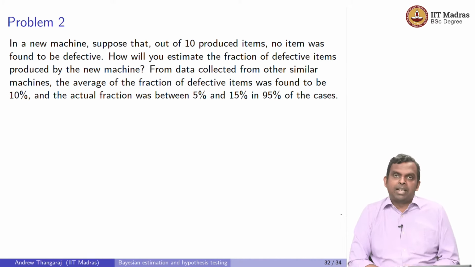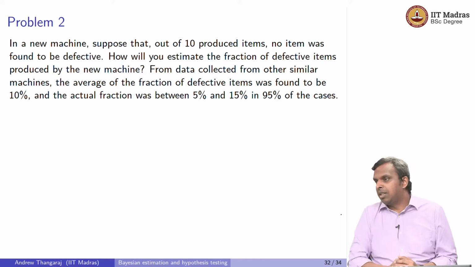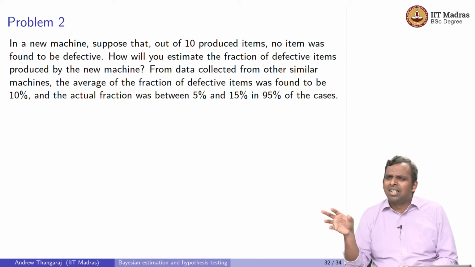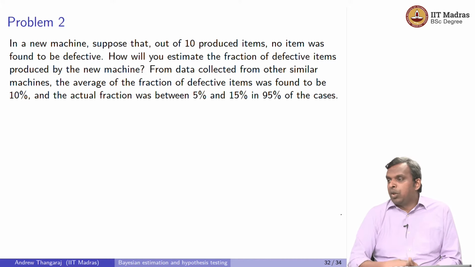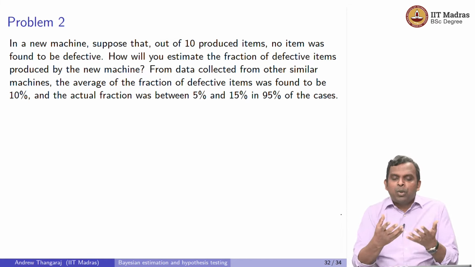What will you say the estimate is? Somebody gives you a new machine, it's producing something, nuts, bolts, chips, and you saw it produce 10 things, and all 10 were good, nothing was defective. Now suppose you have to estimate the probability that this machine will produce a defective item. How will you do it?